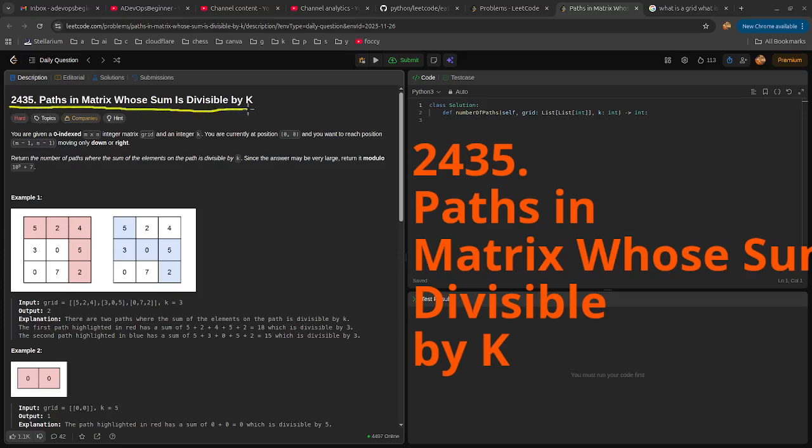Leetcode daily challenge. It is a hard problem today: 2, 4, 3, 5 path in matrix whose sum is divisible by k. This is a typical DP problem.